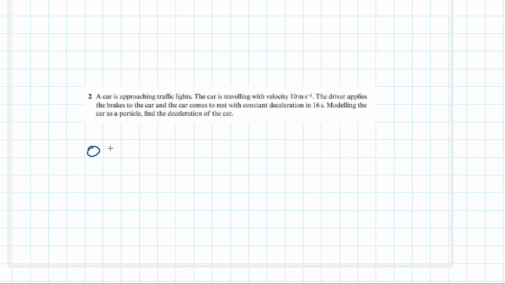So here we've got the car. It's initially travelling at 10 meters per second, and then at the end of this situation it is travelling at 0 meters per second along the line. So from here we can write S, U, V, A, T. So it wants to find the deceleration.